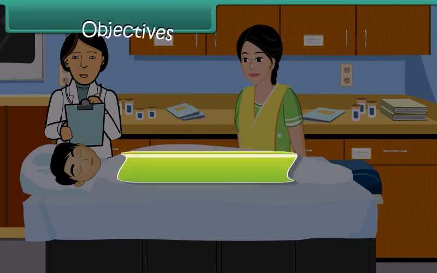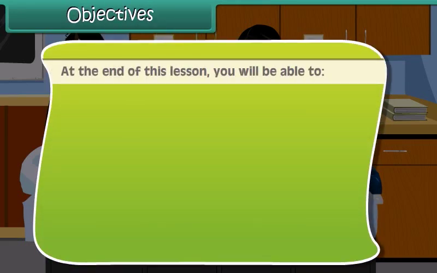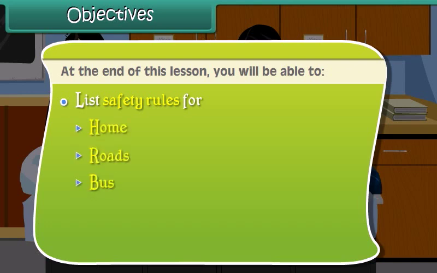Objectives. At the end of this lesson, you'll be able to list safety rules for home, roads, bus, school, classroom.